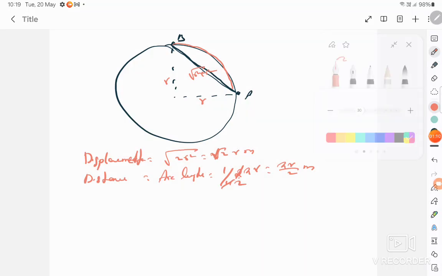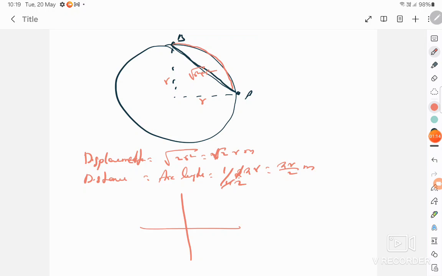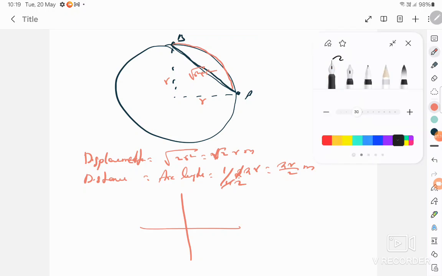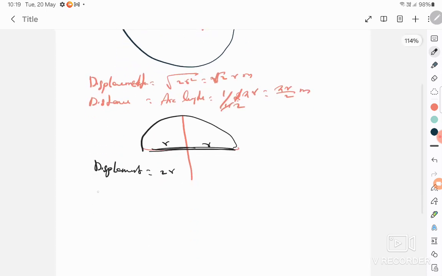This is another part of the same sum, where the body is coming from A to B. Then the displacement will be r plus r. So the displacement in the second case is just the change in position, which is 2r. Whereas the distance will be 2 pi r by 2, which will become pi r. The distance is the total length traveled, while displacement is just a change in the position.